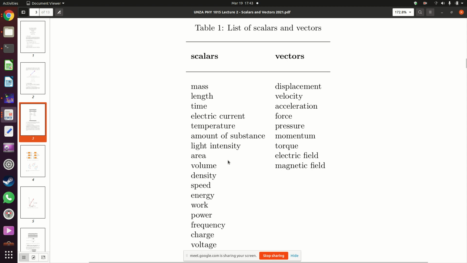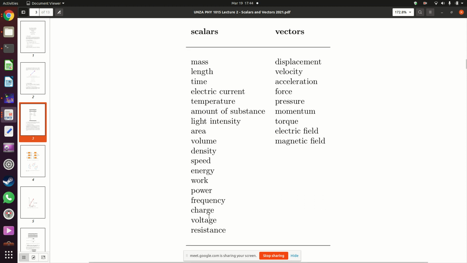For scalars, you've got mass, length, time, electric current, temperature, amount of substance, light intensity, area, volume, density, speed, energy, work, power, frequency, charge, voltage, resistance. All these physical quantities have got size. What they do not have is direction. So they are scalars. We group them as scalars.